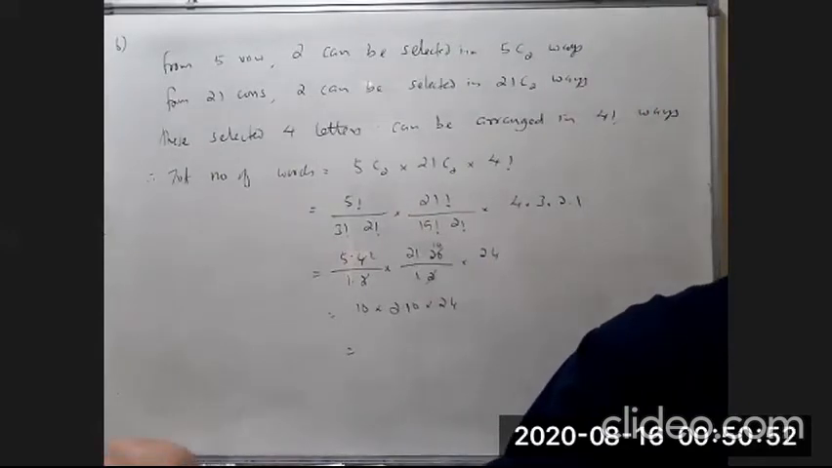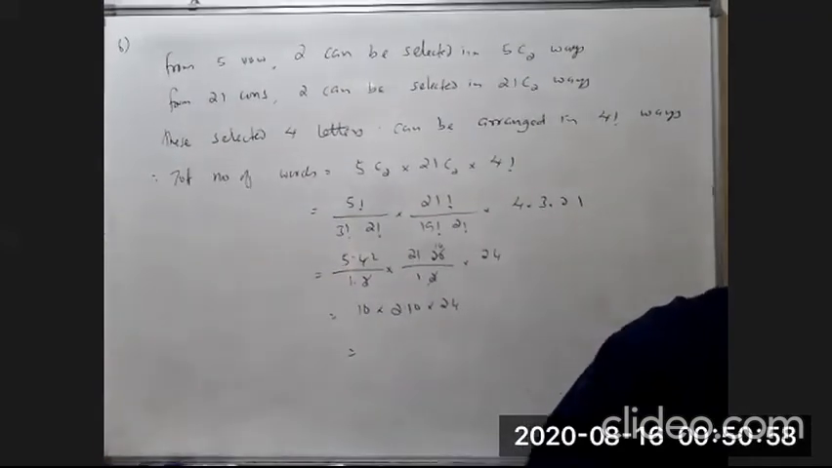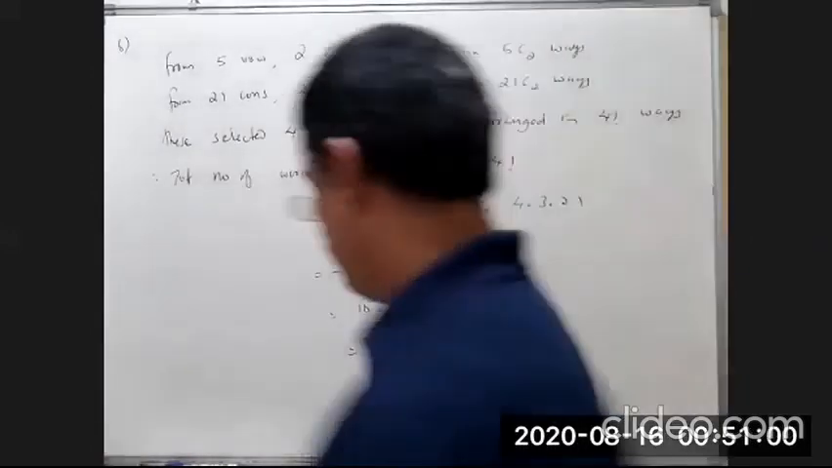Yeah, 504, 2 zeros. Five zero four and 2 zeros.